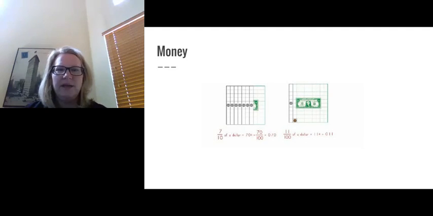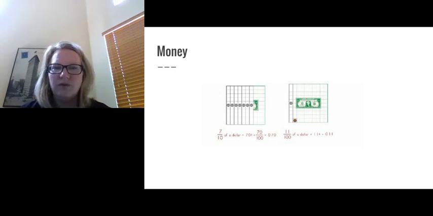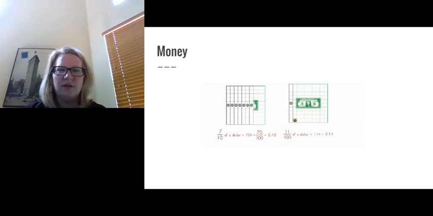Also, thinking of money, this is an example of some manipulatives that we use in class. We use a hundredths grid, which equals $1, and we have lots of grids that have dimes and nickels and pennies and quarters. Here we're looking at 7 dimes, and it covers 7 columns on our hundredths grid, which equals 7/10 of a dollar, or it would be equivalent to 70 hundredths. And that would equal 70 cents.